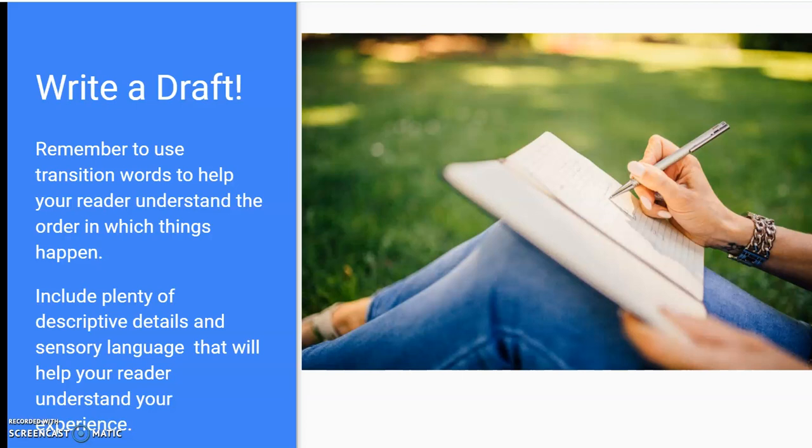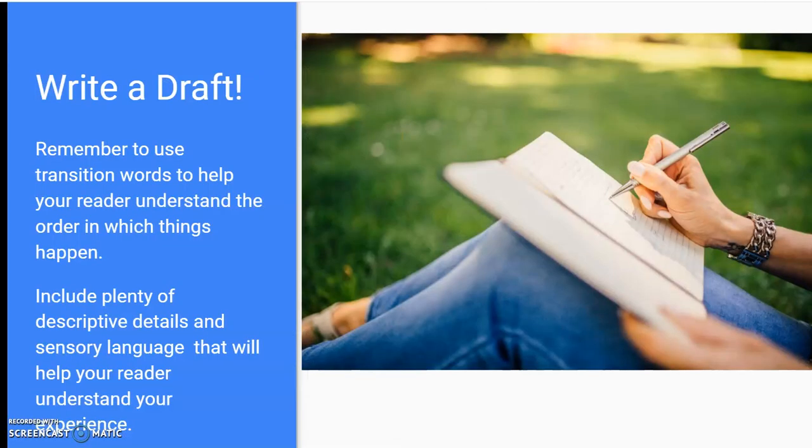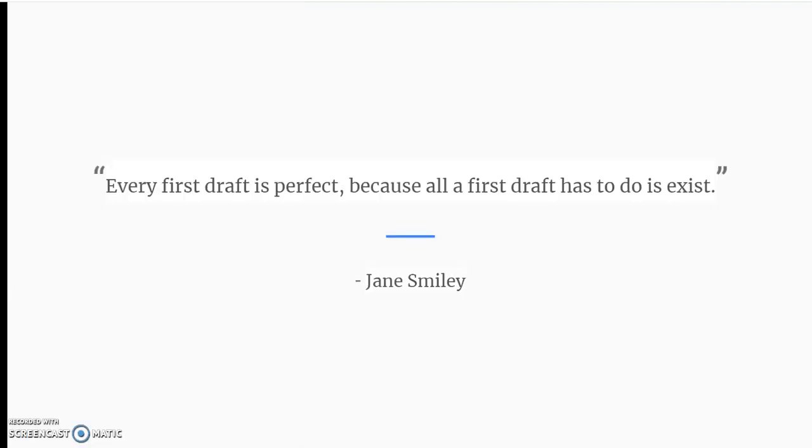Then you've thought about it, you've got your topic, you've done a little pre-writing with figuring out the events and where the story is and where the problem is. You're going to start writing a draft. So a couple of things to keep in mind. You use transition words to help your reader understand the order in which things happen. And remember, you want to include plenty of descriptive details and sensory language that will really help draw your reader in. So important to remember, do not worry about your writing being perfect.